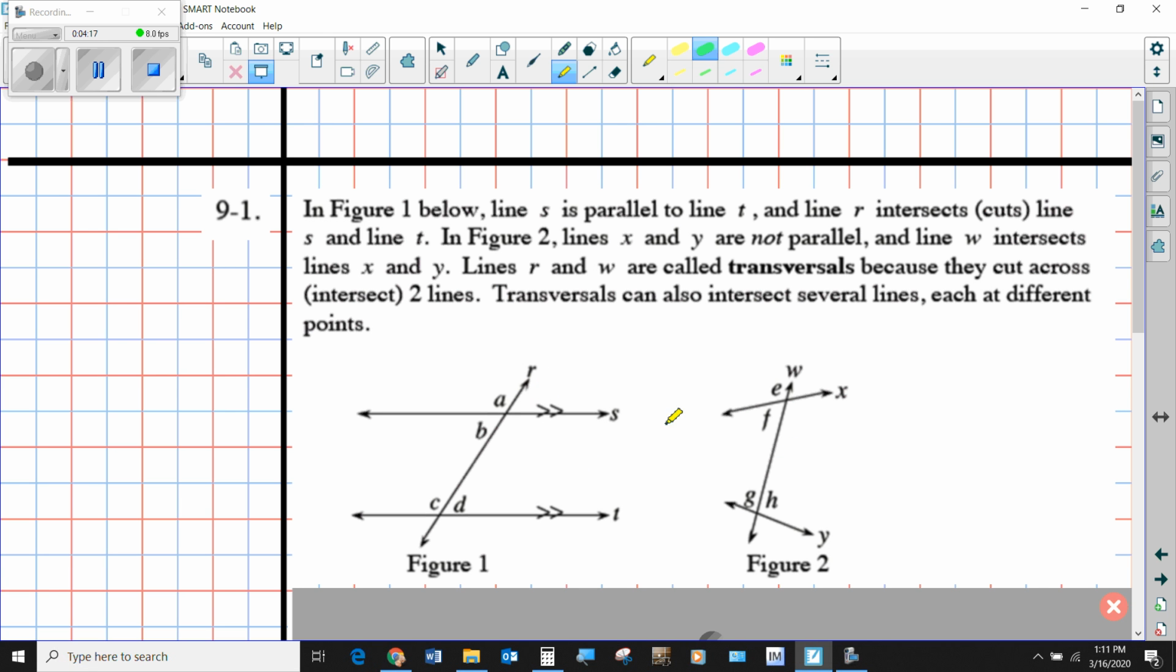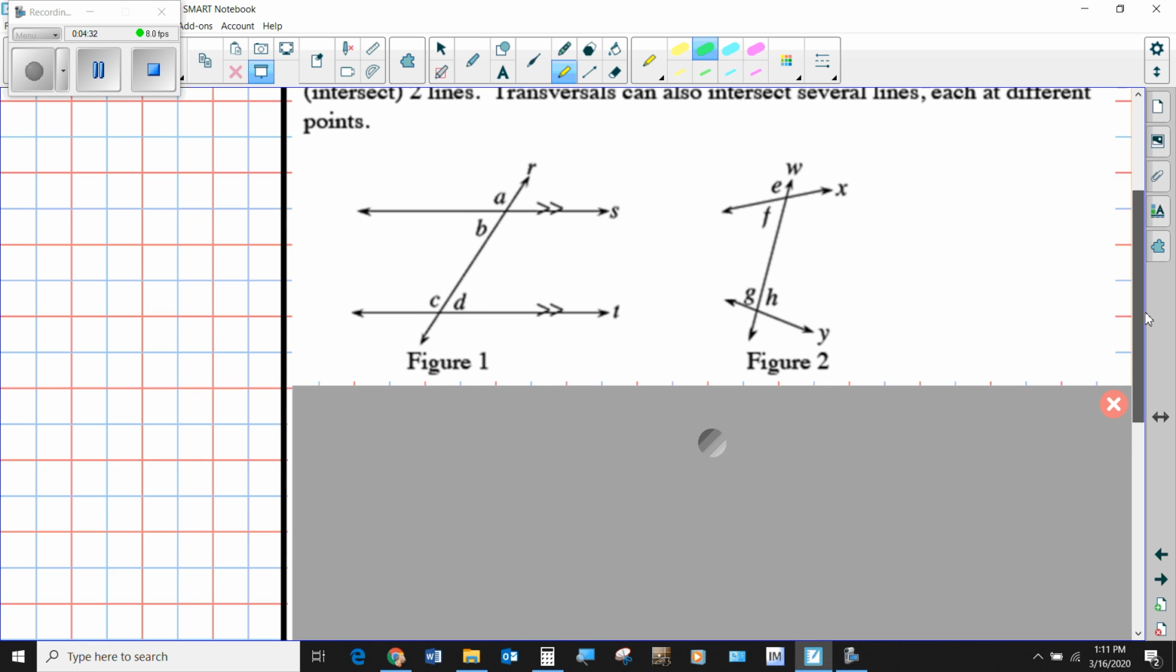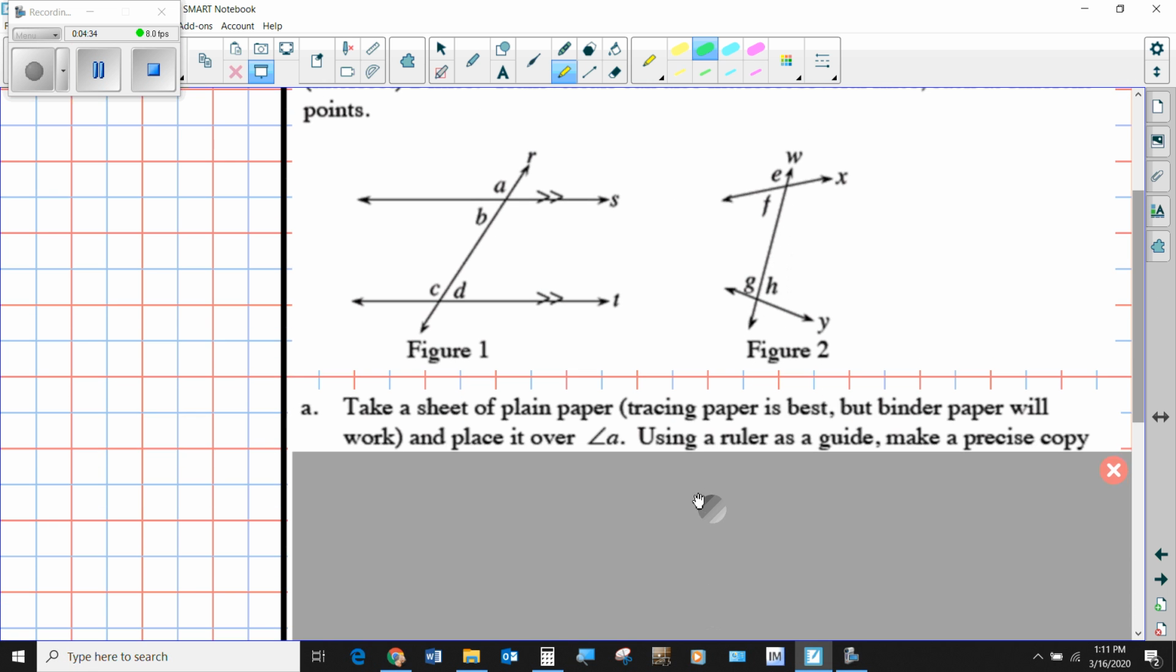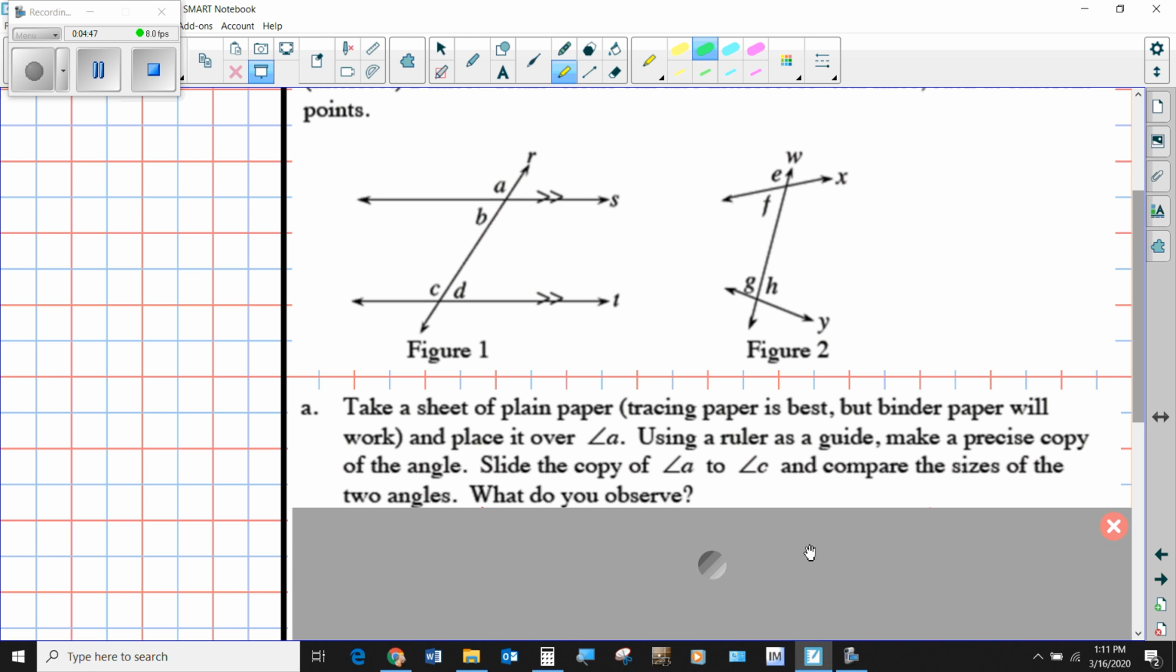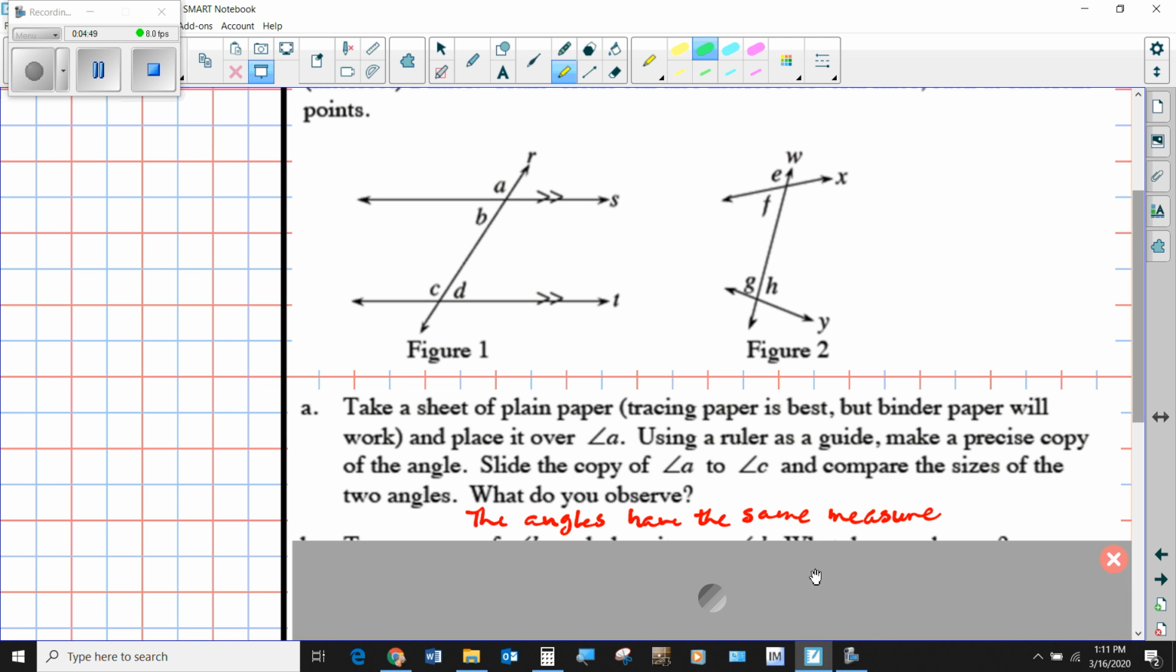These two image figures, one of them has parallel lines, as you can see with the arrows, and one of them does not have parallel lines. Both of them have a transversal. In this case, the transversal is line R, and in this case, it's line W. So what are the relationships between those angles that are formed with the transversals? It says here, take a sheet of paper and trace these angles to the best of your ability. You could probably just look at them if you didn't choose to trace them, but maybe you traced them, that was great. So what do you observe here? And what I observed is that the angles A and C here have the same measure.